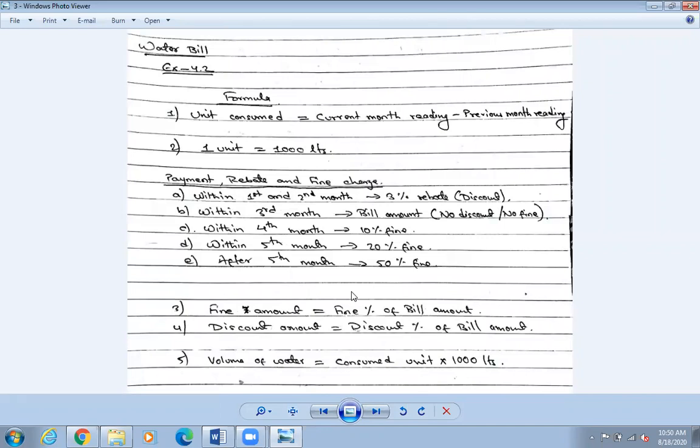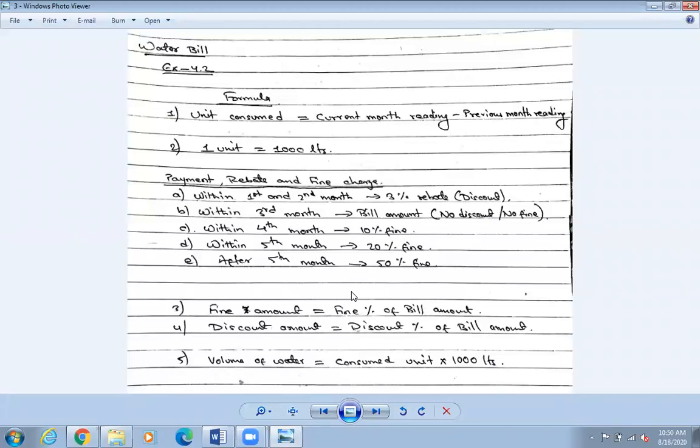Like you have learned in the electricity bill, the water bill is also the same. How much bill has come now, and how much bill had come in the previous month? So what was the reading in the previous month? What was the reading in the current month? Current means the present month. What reading has come in the current month?